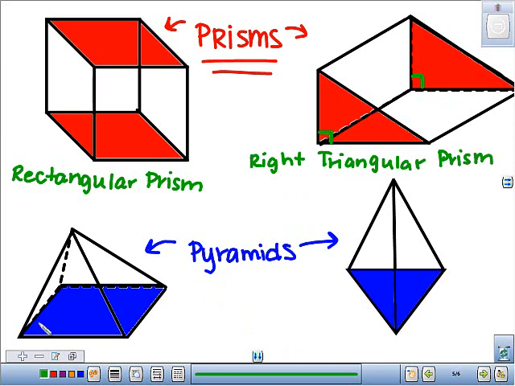Now your pyramids have only 1 base, and it can be any shape. This one on the left has a rectangular base, or a square base, if it was marked that these are all congruent sides, and these are 90-degree angles. So this would be called a square pyramid, because it's a square base, or a rectangular pyramid, if you didn't know that it was a square. This base is a triangle, so this would be a triangular pyramid.